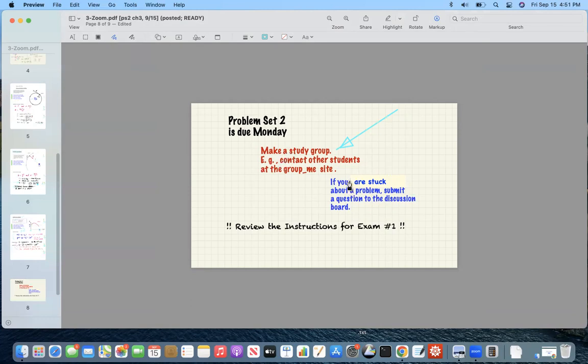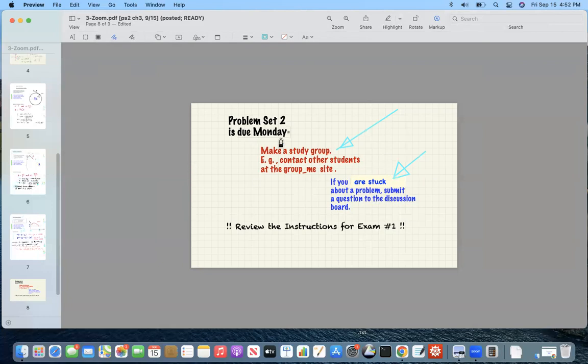And finally, if you get stuck on a problem, submit a question to the discussion board. If you're working on a problem and can't quite figure out what to do on it, there are hints for most of the problems. So if you're stuck, you should probably take a peek at the hints. But if after reading the hint you still don't quite know what you're supposed to do, or if you think there's something wrong with the problem, formulate a question about the problem and submit it to the discussion board. Probably somebody will answer your question.